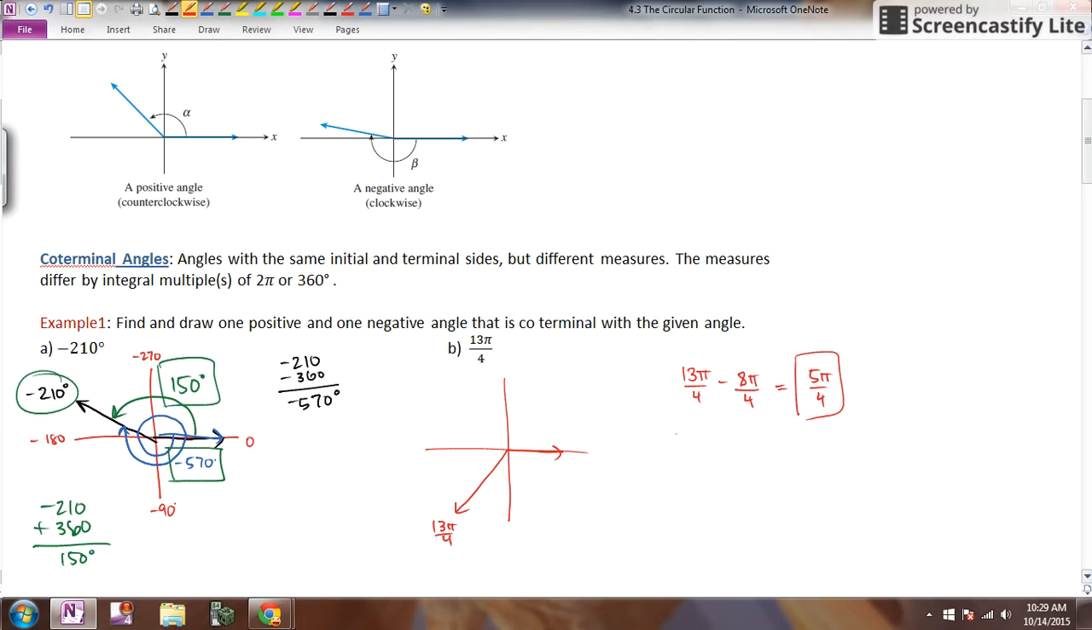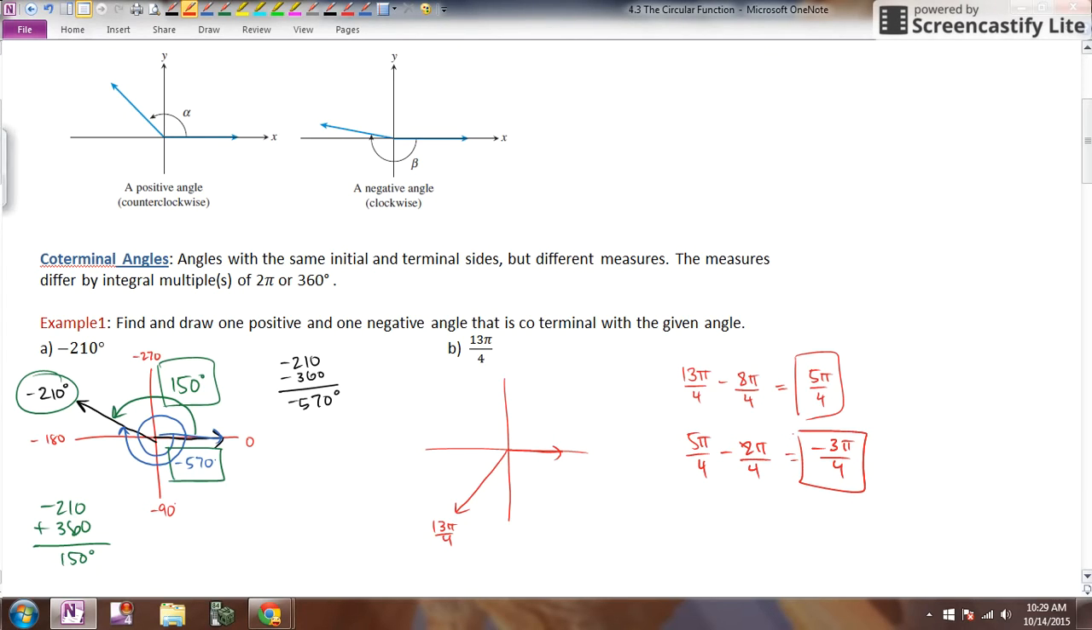And now we've got to do it again. We've got to subtract, but we've got to get a negative answer this time. So I'm going to take that 5 pi over 4 and subtract another 2 pi, or 8 pi over 4. That's negative 3 pi over 4. And there you have it, one positive and one negative. It looks exactly like 13 pi over 4.